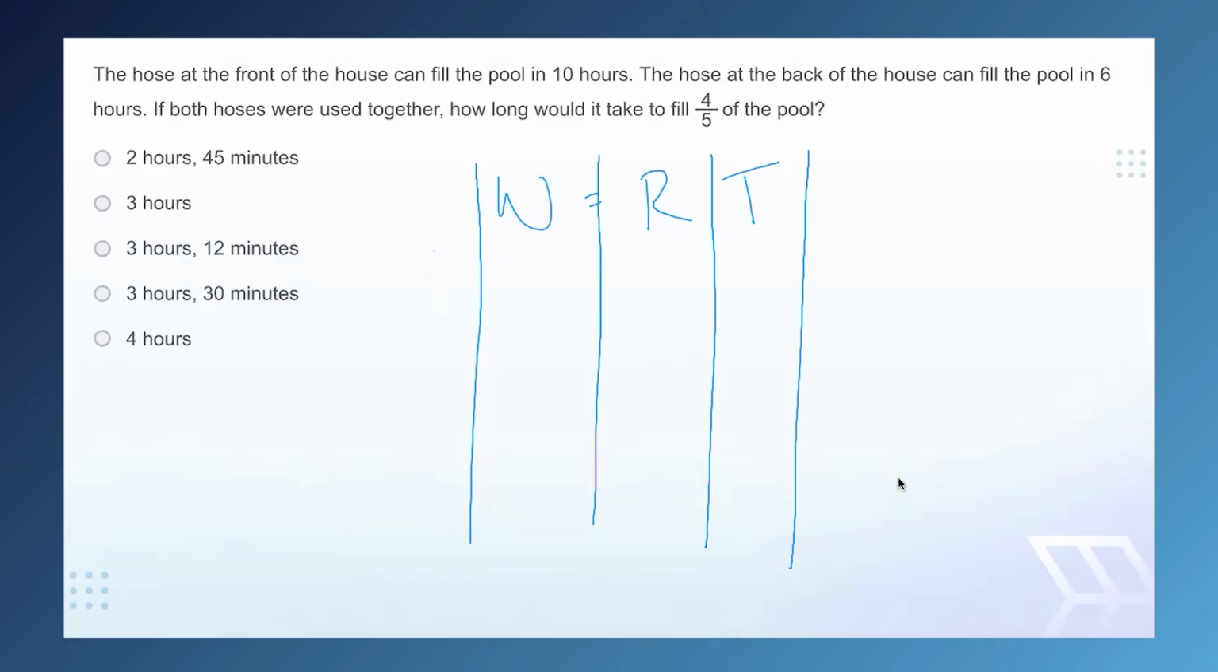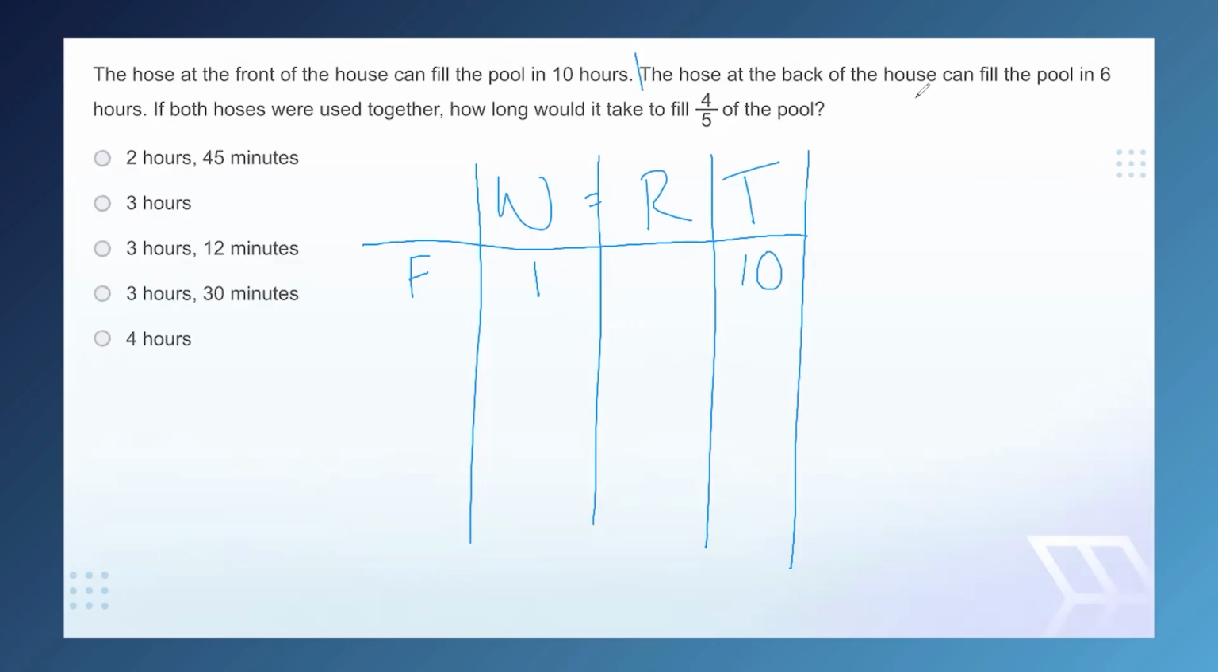Okay, starting with the first sentence, the hose at the front of the house can fill the pool in 10 hours. Okay, this is going to be my first row. I'm going to call it F for the front of the house. Now, I know that it fills the pool in 10 hours, so 10 is obviously my time, but what else can I fill in? Well, hose F fills one entire pool. So that is the work being accomplished. One pool.